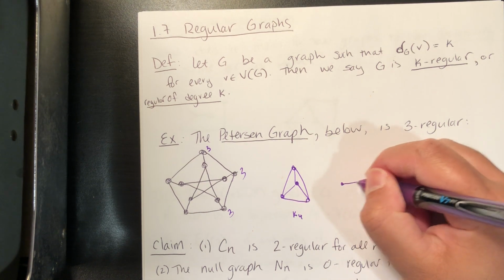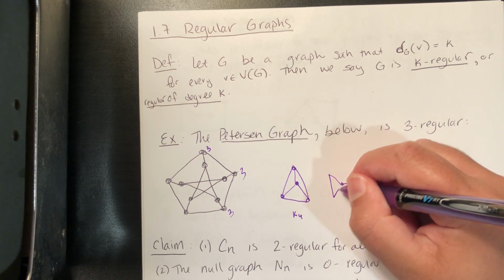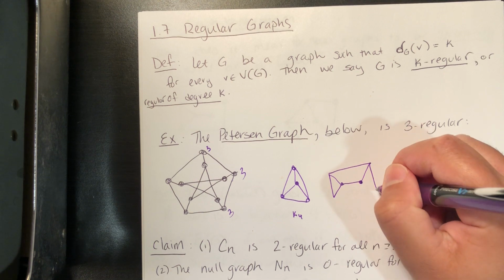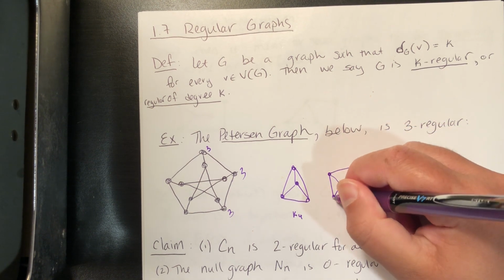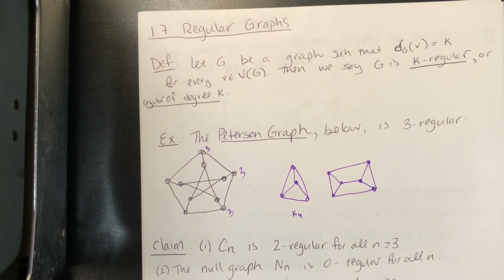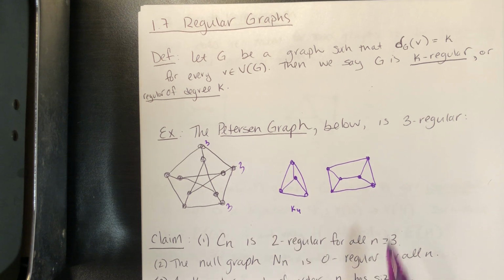Something like this would also be, not a complete graph, but a regular graph of degree 3. You can check and make sure that every vertex has degree 3. So this is a three-regular graph of order 4, because there are 4 vertices. This is a three-regular graph of order 6, etc. Clearly there are going to be different k-regular graphs of varying orders.